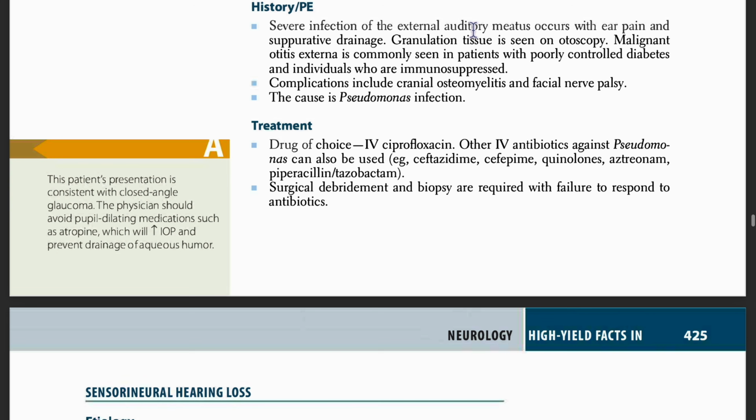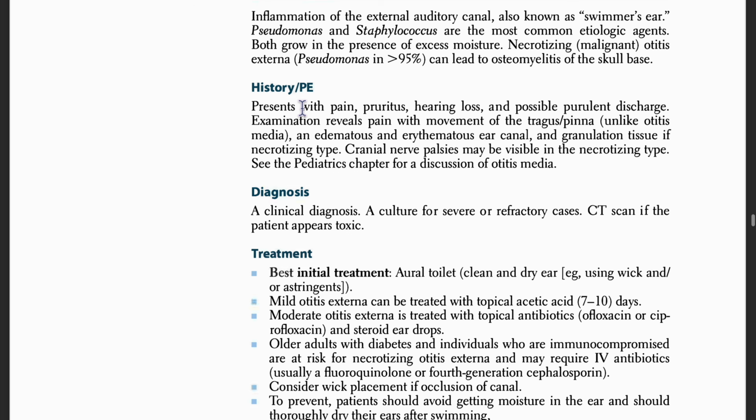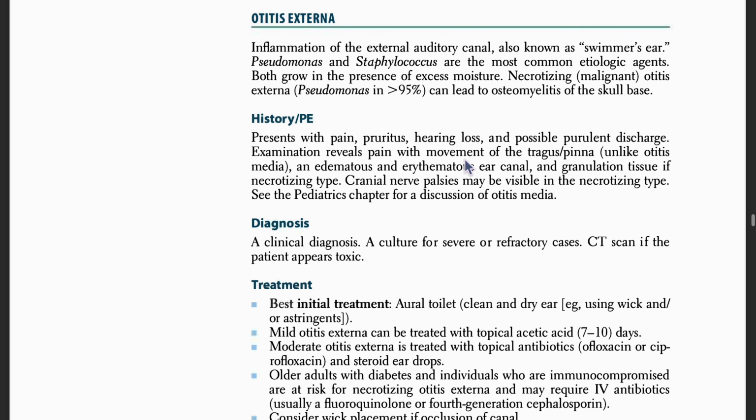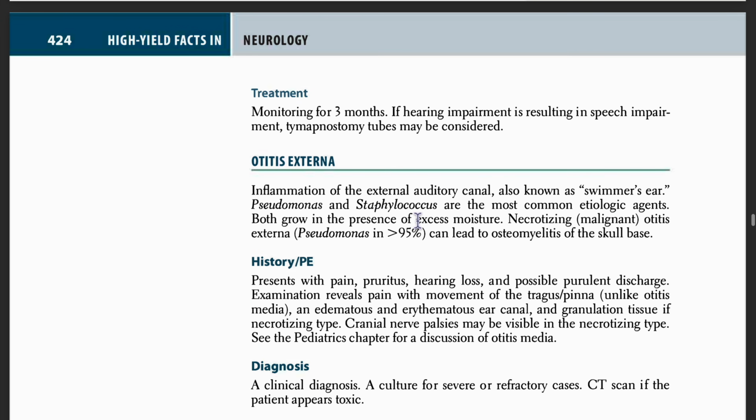So this is severe infection of the external auditory meatus occurring with ear pain and suppurative discharge. Granulation tissue is seen on otoscopy. In this one, we see that as well, right? External and granulation tissue, necrotizing. So how does this differ from this? Malignant otitis externa is commonly seen in patients with controlled diabetes, uncontrolled diabetes, and immunocompromised. How about this one? No such thing is stated here about that.